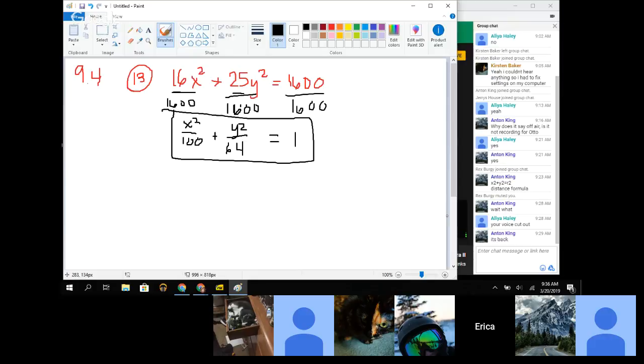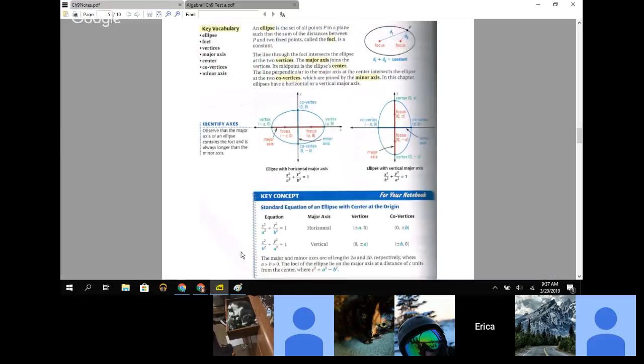Okay, so in order to do that, first I have to figure out what kind of ellipse this is going to be, right? So I notice, by the way, that my 100 is bigger than 64, and 100 is under my x squared. So that's going to help me decide what kind of ellipse that's going to be. When your x term is bigger, you're going to have a horizontal ellipse because your vertex is going to be longer on that side. So I know that I'm basically dealing with a horizontal ellipse.